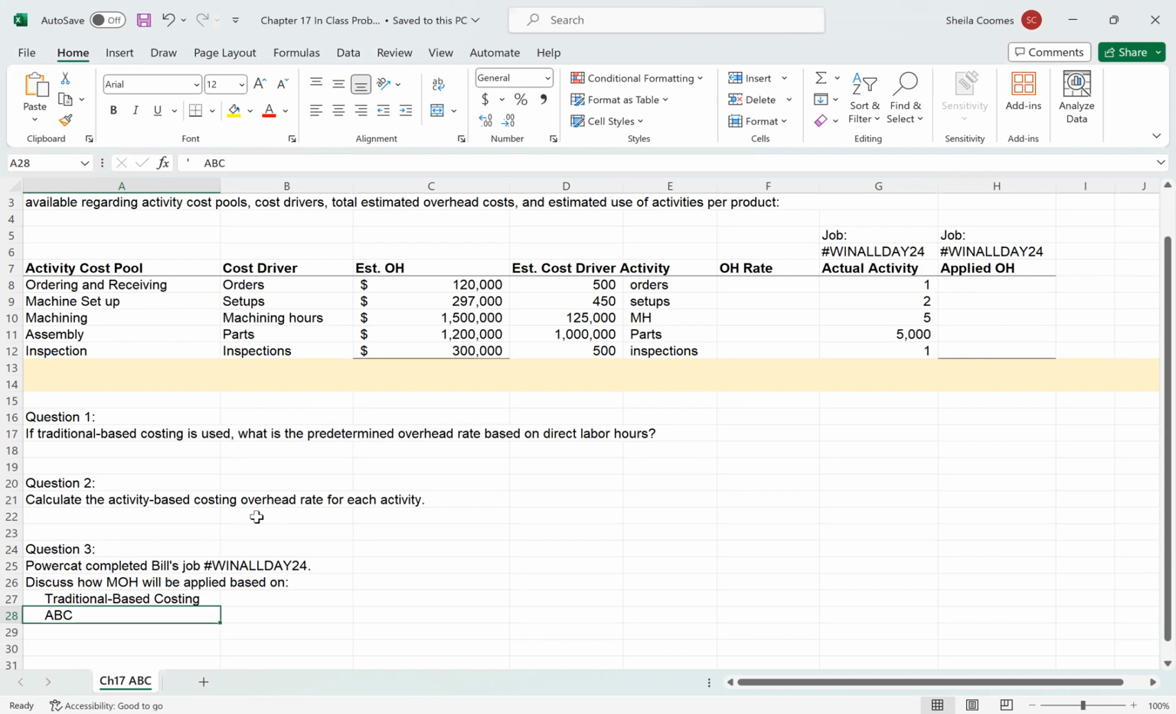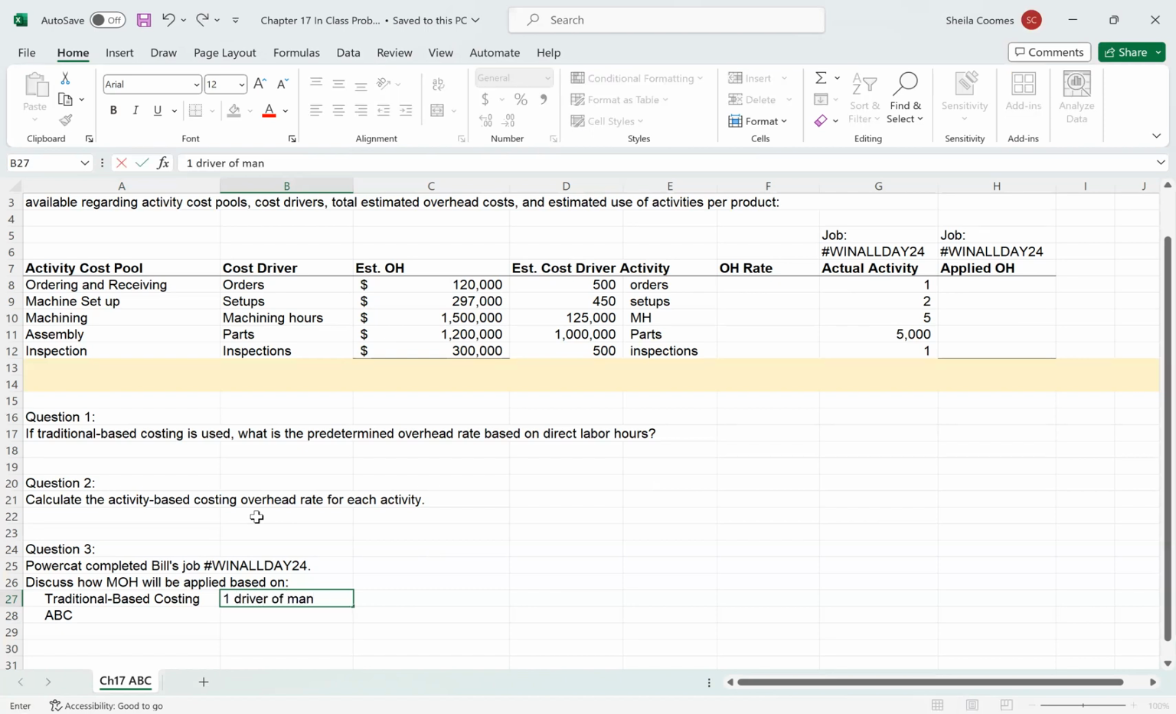And since I have this in Excel, I'm going to type into this instead of write. So hopefully my visualization in that presentation will be a little bit better. So remember, if we're applying overhead to our jobs based on traditional based costing, there is one driver of manufacturing overhead. And that one driver gets applied to the actual activity that happened.